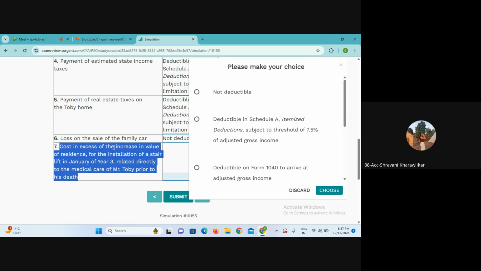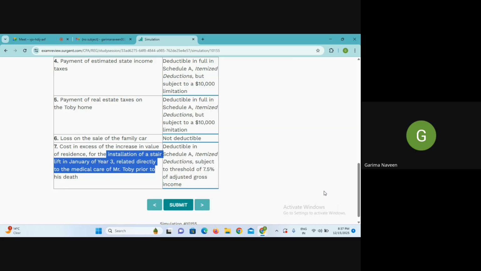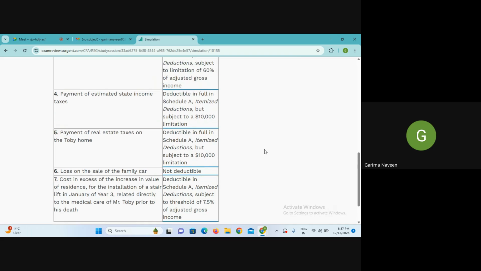Yes, ma'am. Okay. So if you are making certain modification or doing certain addition in your home, which is a medical need, then that expense will be allowed as an itemized deduction. You can claim it in medical expenses as an itemized deduction, which is subject to the 7.5% threshold limit. Okay.